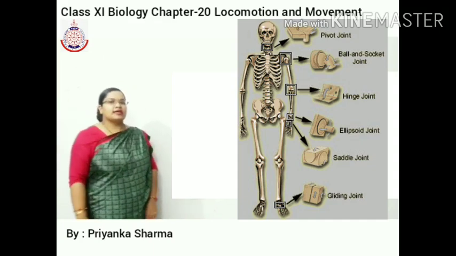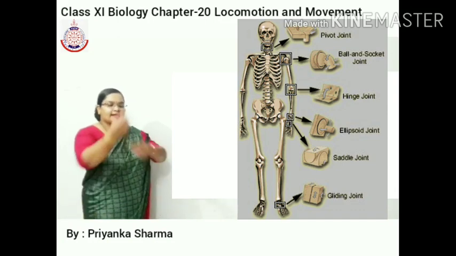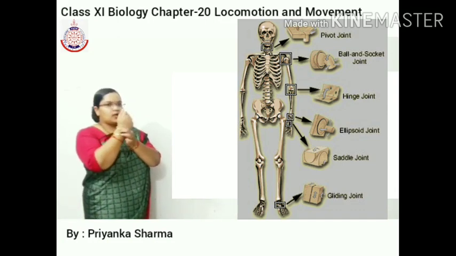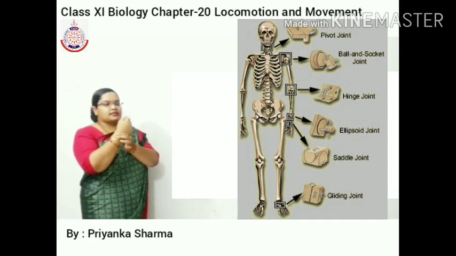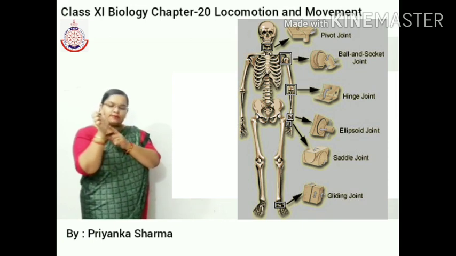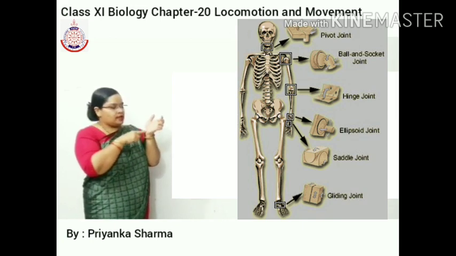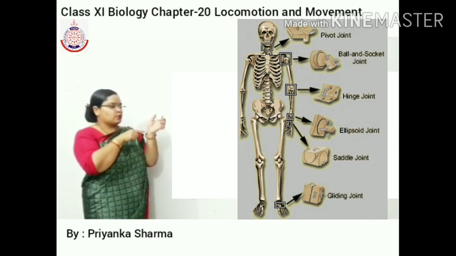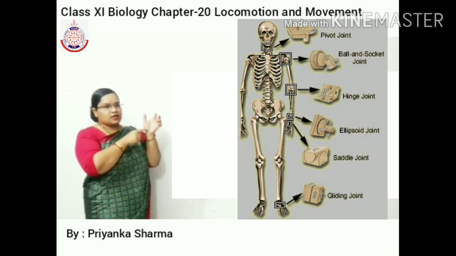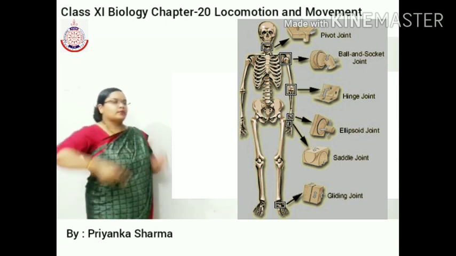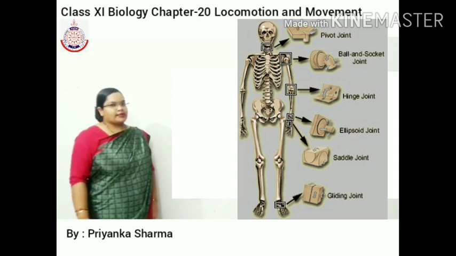Now next is the gliding joint. The gliding joint is present between carpals. Now next is the saddle joint, which is present between the carpal and metacarpal of the thumb. Where is it present? The saddle joint is present between the carpal and metacarpal of the thumb. With this, joints are complete.